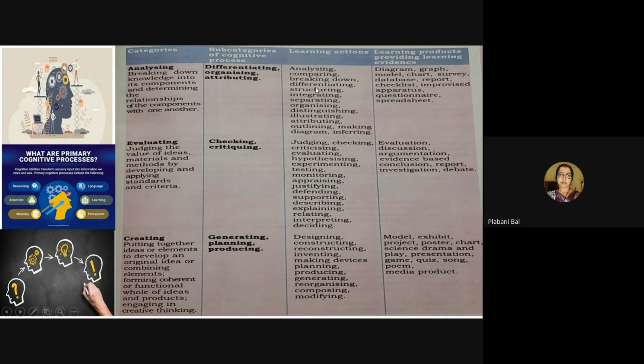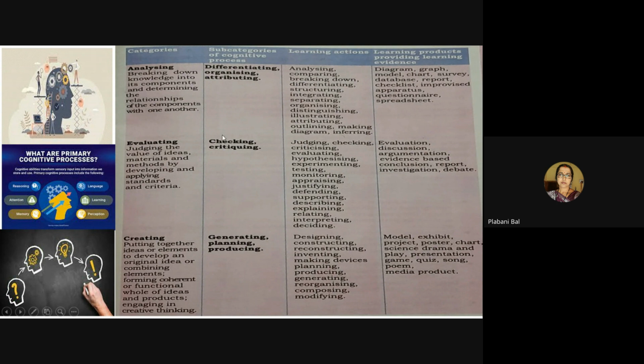Breaking down into different parts. For example, the example we have taken in the previous slide, that you will give them a torchlight and ask them to break it down into different functional components or functional parts. Again, they will reassemble, that will be your evaluating, but here in analyzing, they can break it down into different functional parts. Then structuring, integrating, separating, organizing, distinguishing, illustrating, attributing, outlining, or making a diagram, or inferring, all these will be analyzing action verbs.